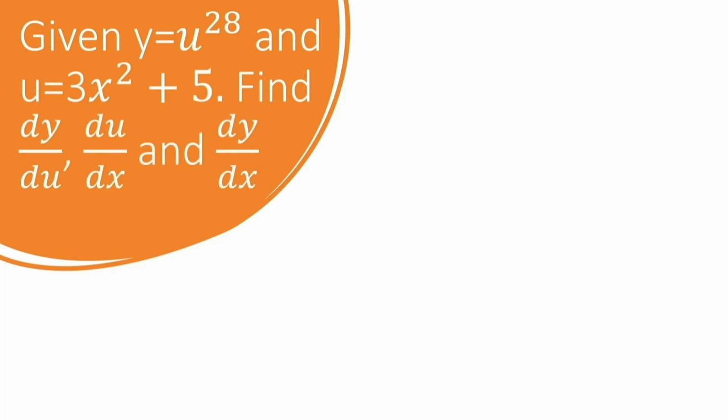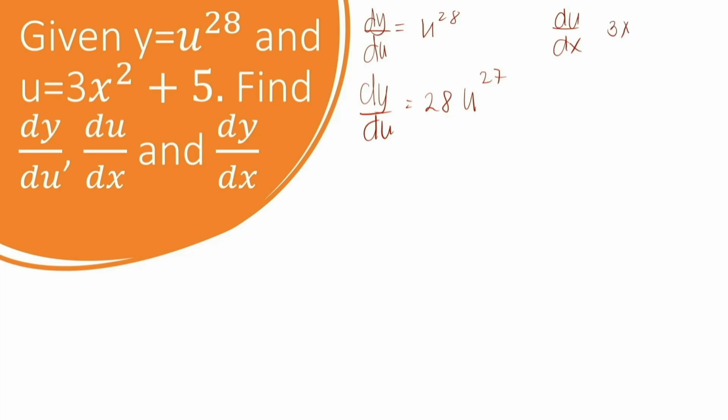So, given y is equal to u raised to 28 and u is 3x squared plus 5, find dy/du, du/dx, and dy/dx. Let's try dy/du first, the derivative of u raised to 28. That's just the power rule, 28 u raised to 27. And du/dx, the derivative of 3x squared plus 5, is 6x. And then dy/dx is equivalent to dy/du times du/dx, so we just multiply these.